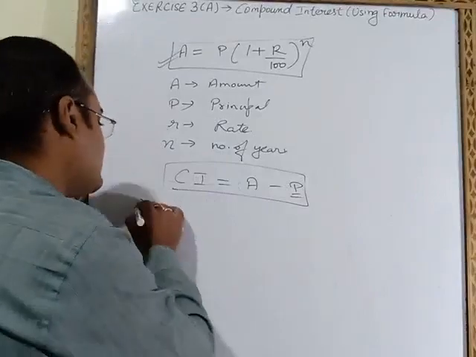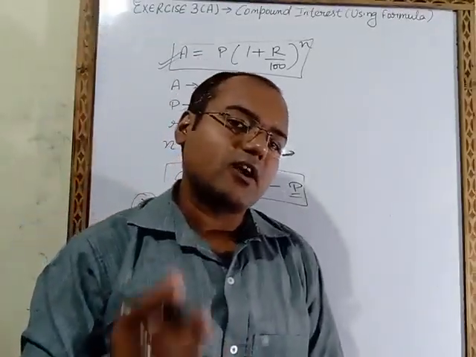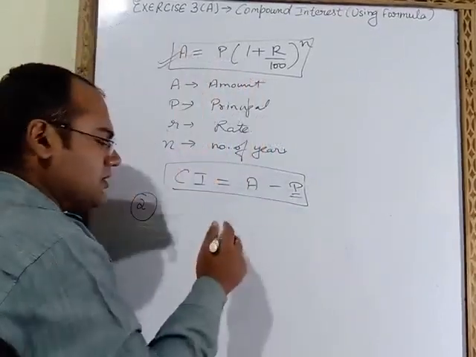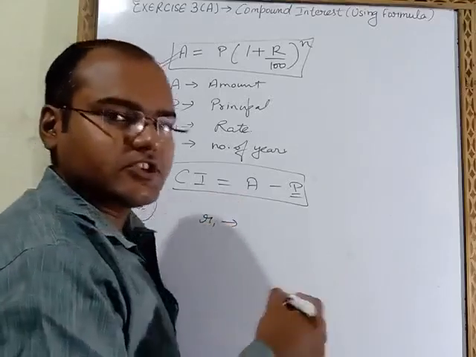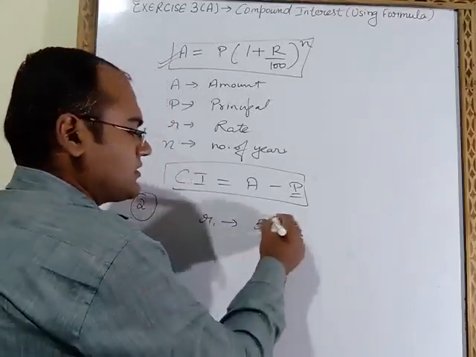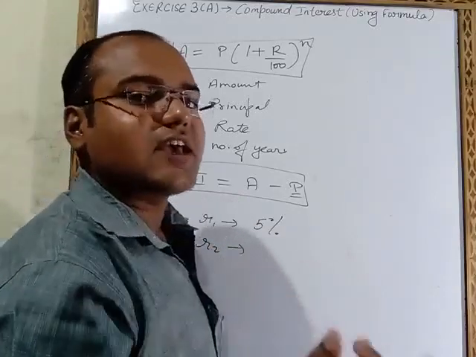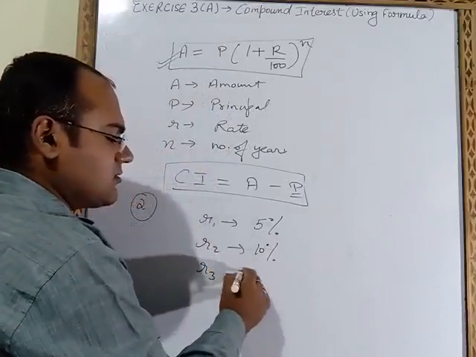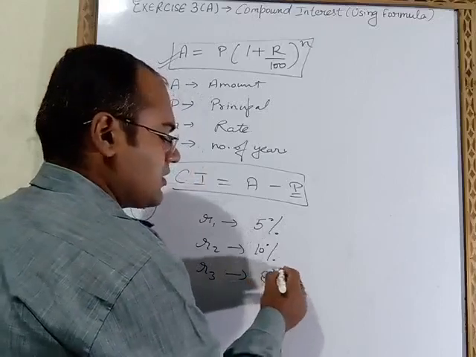Now another formula is for when the rates for the successive years are different. Successive means, let's take one example. Suppose R1 is the rate for the first year, 5%. R2 is the rate for the next year, that means the second year, 10%. R3 is the rate of interest for the third year, let's say 8%.